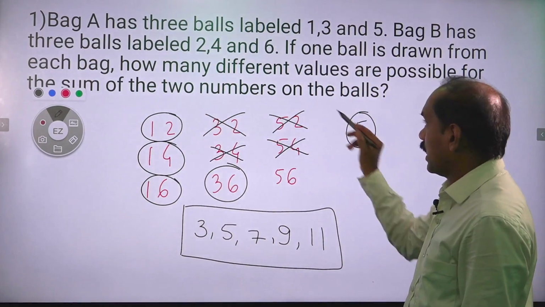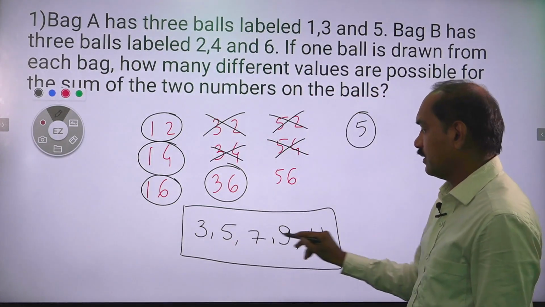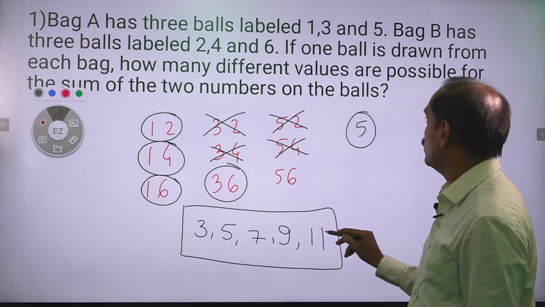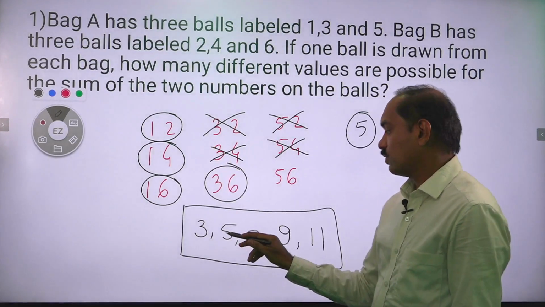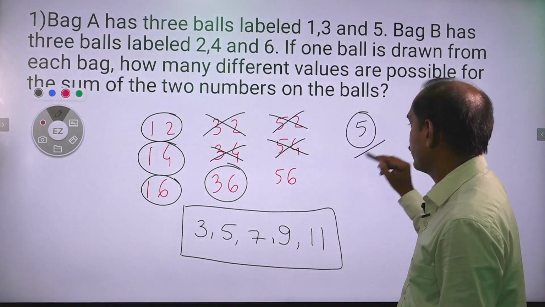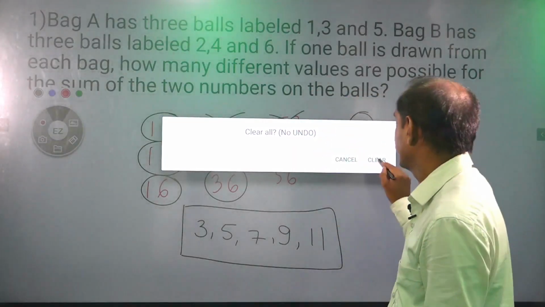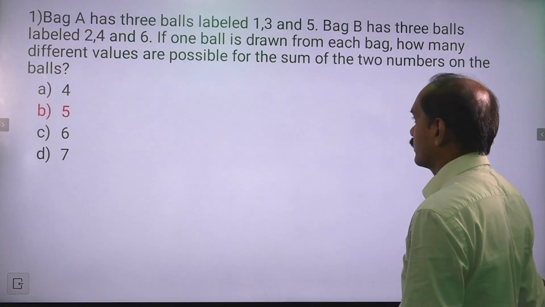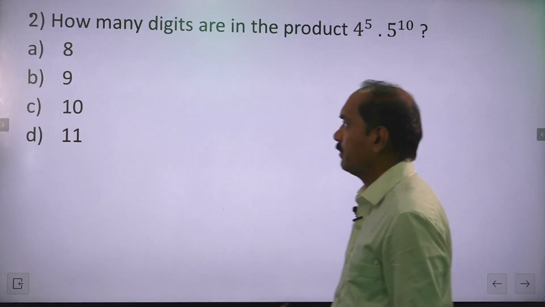Okay, how many different values are possible? These are the different possible values for the sum of the two numbers. Okay, so 1, 2, 3, 4, 5, the final answer is 5. The final answer is 5 here. Moving on to the next problem.